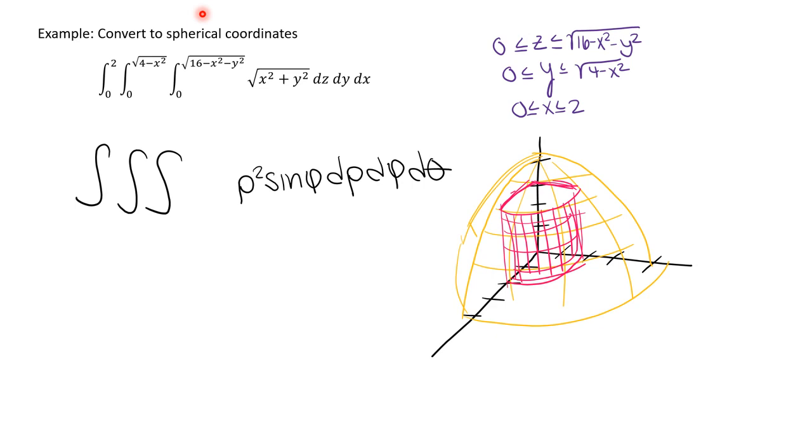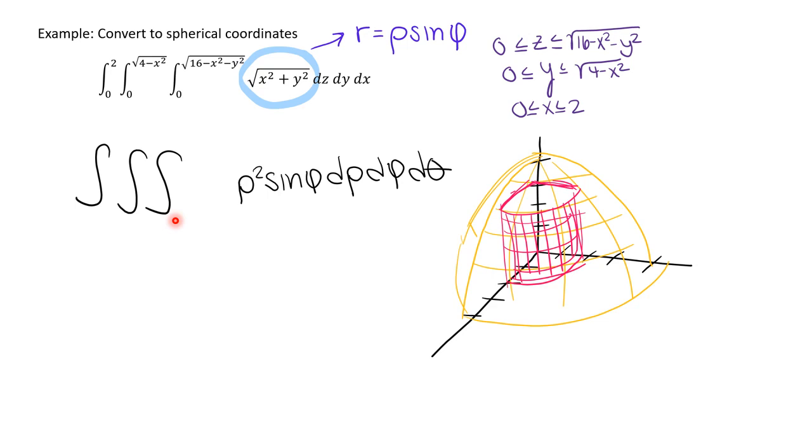The other thing I'm going to do right away, what I always do when I'm putting something into spherical coordinates, is I'm going to take my dz dy dx and change it to rho squared sine phi d rho d phi d theta. All right, so now there's a couple other things we have to do to finish converting this integral. We have to convert the function into spherical coordinates, and then we have to figure out those bounds of integration. What are the rho values, the phi, and the theta?